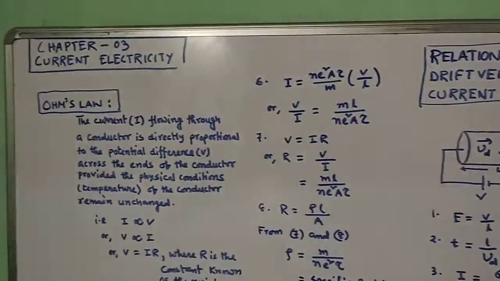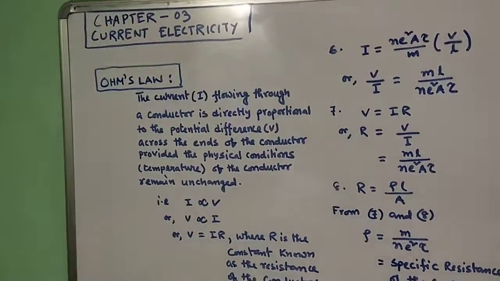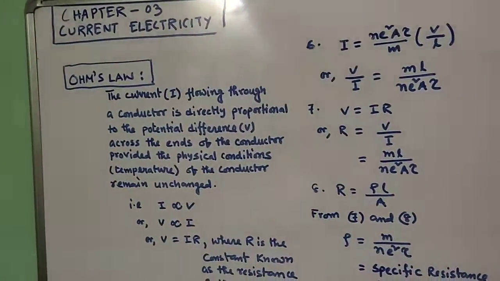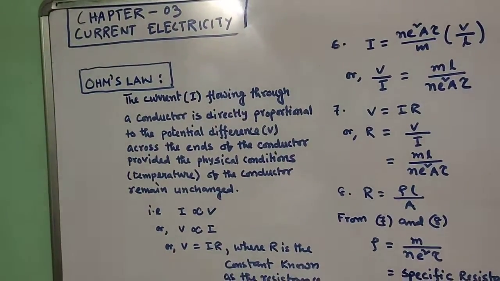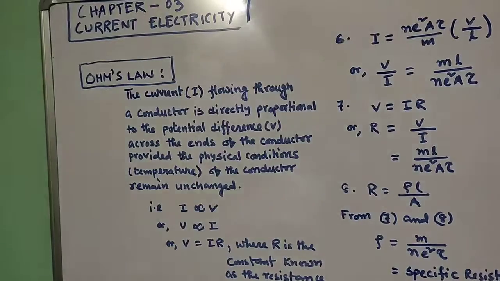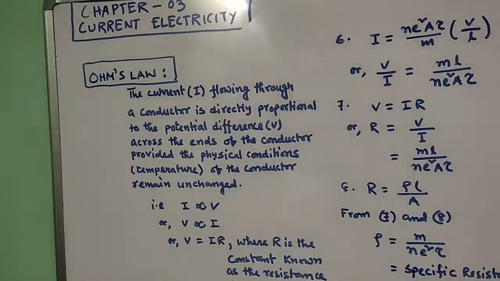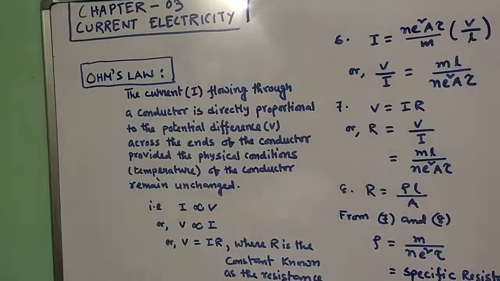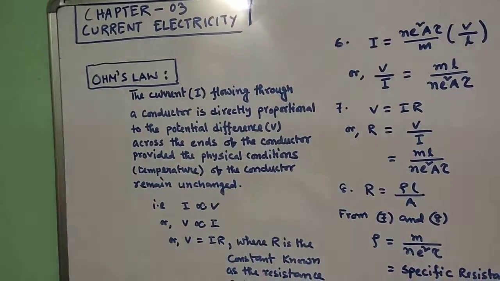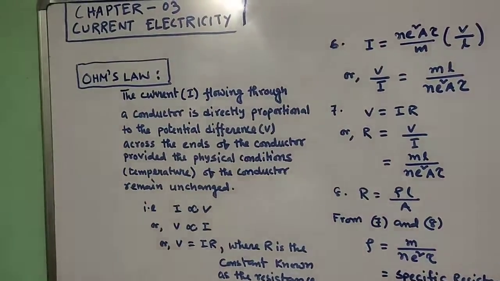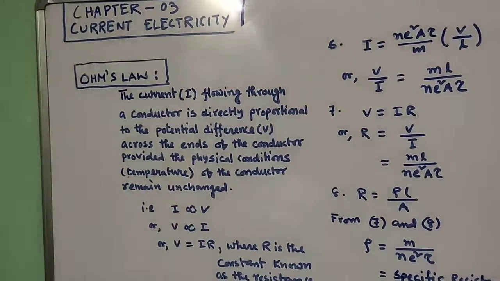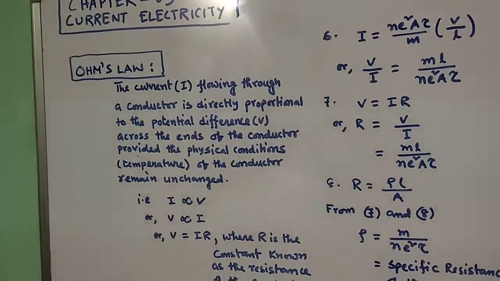Now the next topic which you are going to define is your Ohm's law, and this is very common. I think potential is proportional to current under constant temperature. So this part we have written: the current I flowing through a conductor is directly proportional to the potential difference across the ends of the conductor, provided the physical conditions remain unchanged. Physical conditions may be temperature, pressure, strain, but basically we consider the temperature of the conductor remains unchanged. So it is under constant temperature.